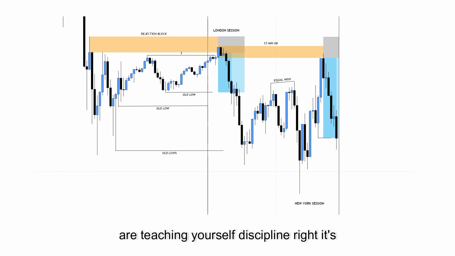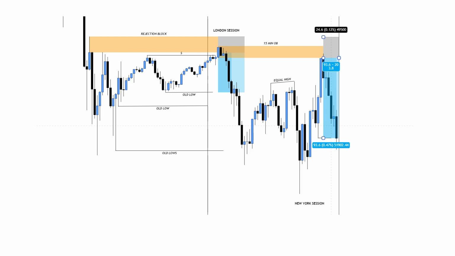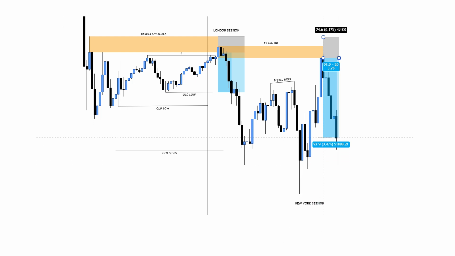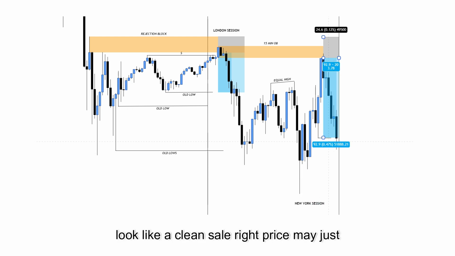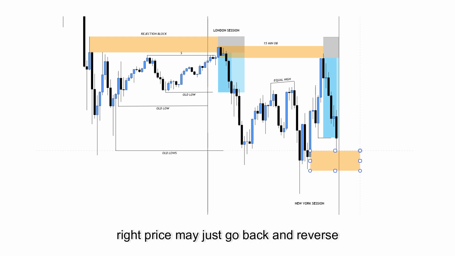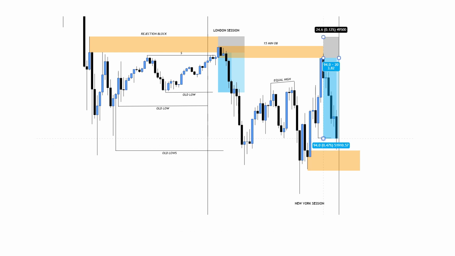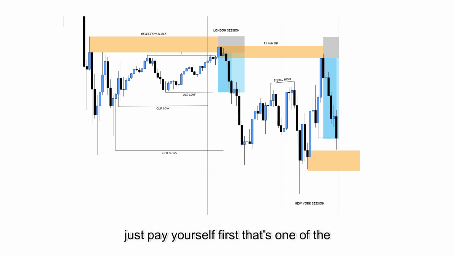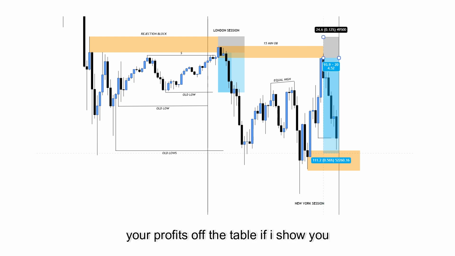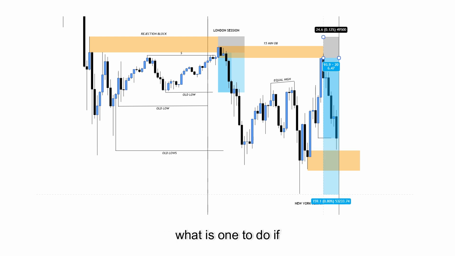And now you're teaching yourself discipline. It's not discipline to be going for the long profits, because you don't know that price may pull down here. Even though this may look like a clean sell, price may just reverse from this order block right here. Price may just go back and reverse from here. So it's always smart to take profits at old lows and just pay yourself first. That's one of the rules in trading, to pay yourself first. Never hold trades all the way lower. Take your profits off the table. Let price show you what it's going to do.